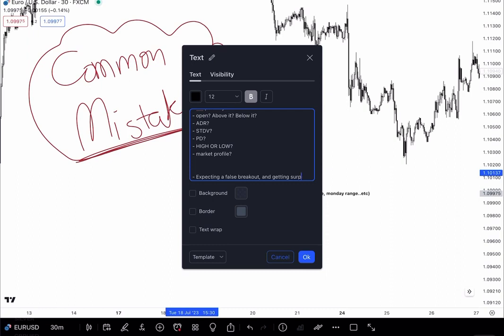Surprised by a real breakout. Again, go up right here. What's the logic? What's the narrative? What's the bias? Don't just say it's going to go up and down. Why? Are we high or low? What's the market profile? What's the narrative? Why should we go high? Why should we go low? And then, are we going high? Are we going low? These are a few common mistakes that come to me right now.